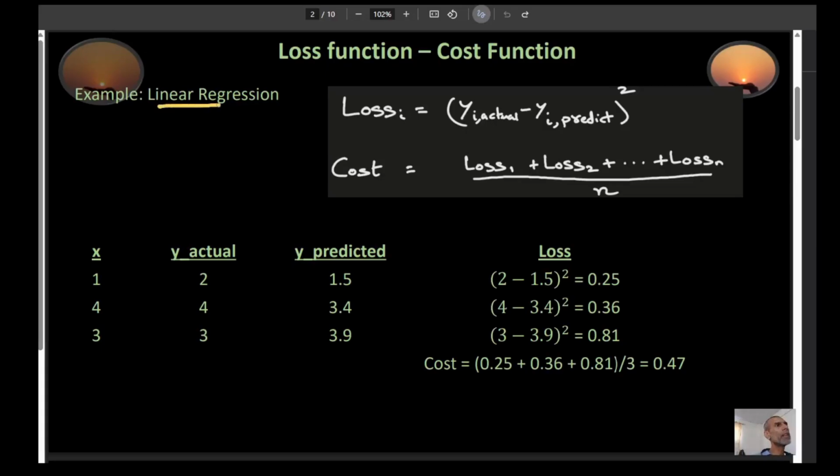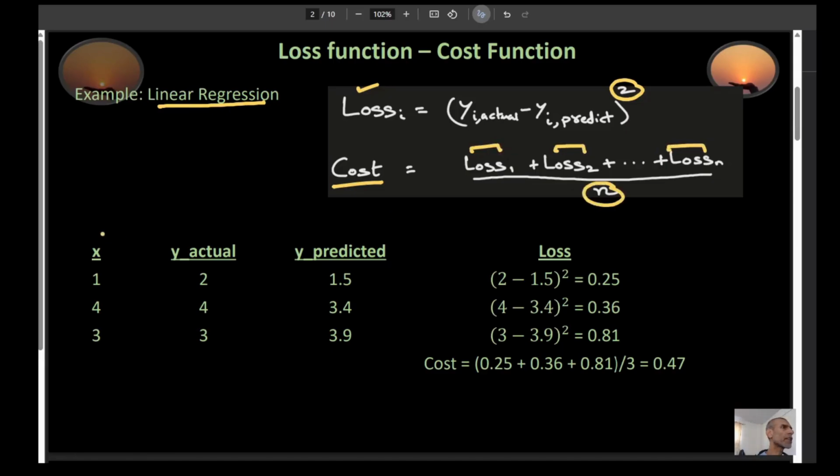Suppose we are working with a linear regression model. The loss in a linear regression model would be something like this: your y actual minus the y predicted, and then you square the value. This is what your loss is, and you do this for each data point. Your cost, on the other hand, is where you take the loss for every single data point, add them all together, and then divide by the total number of sample points.